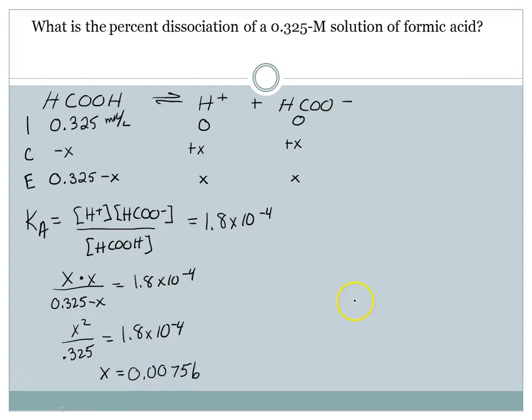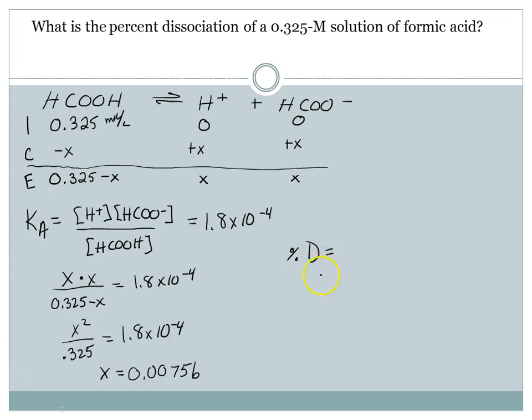0.00756. Okay, so now I know what my concentrations are. And again, think about your icebox, and that's why these are so dang handy, because it helps you realize what x means, what x represents. So now let's calculate percent dissociation from that.